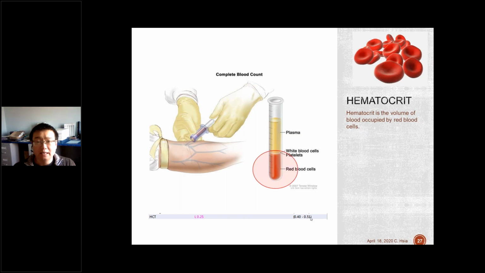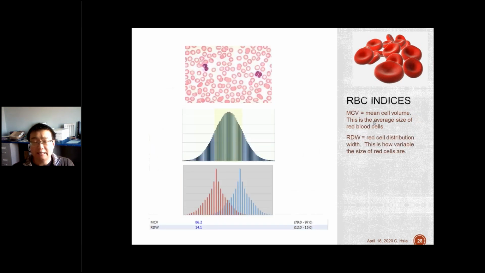So other indices, again, include the MCV. This is the mean cell volume, or mean corpuscular volume. This is the average size of your red blood cells.